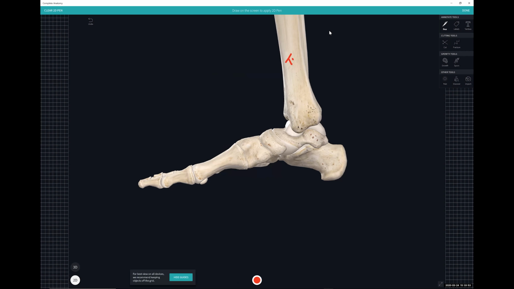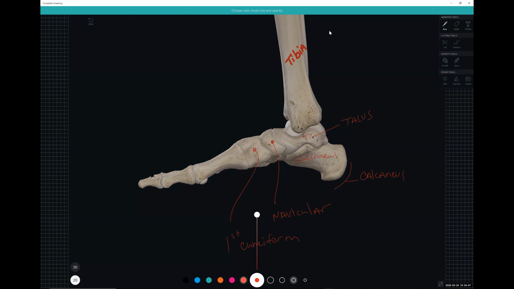This is my tibia. Not a bone of the foot, but just a frame of reference. This big heel bone is called the calcaneus. Above it is the talus. Right in front of the talus is the navicular, and in front of the navicular is the first cuneiform. That gives me the medial aspect, or the medial-sided tarsal bones.